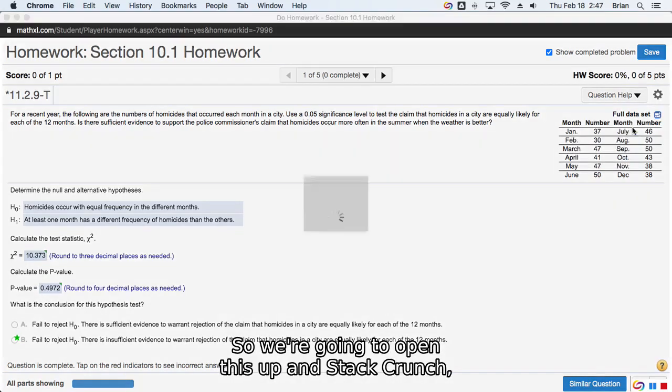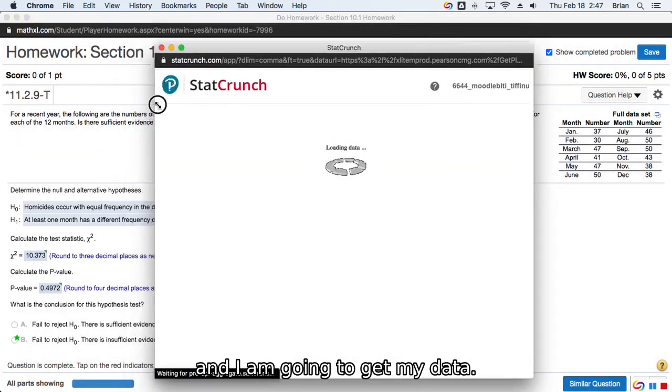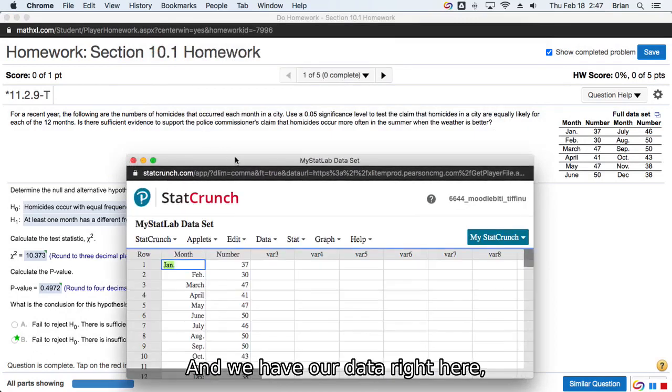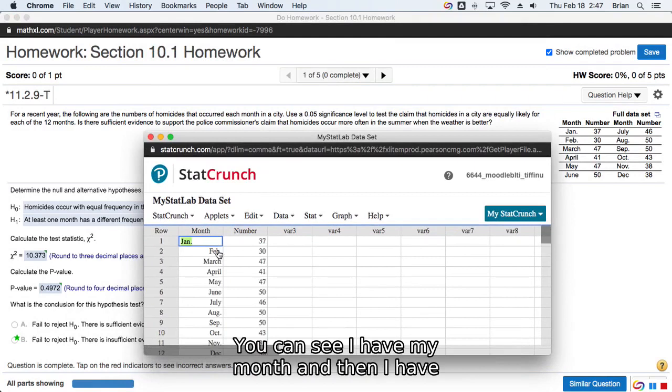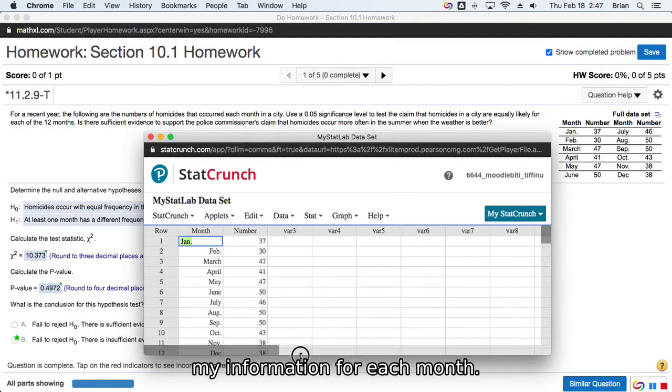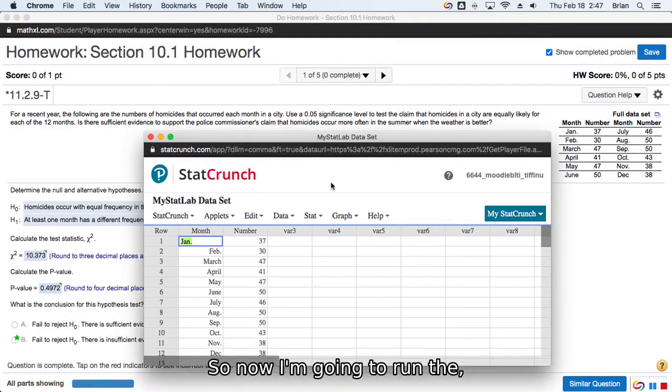So we're going to open this up in StatCrunch, and I am going to get my data. And we have our data right here. I'm squeezing it down so I can still see everything else on the screen. You can see I have my month, and then I have my information for each month. So now I'm going to run the hypothesis test.